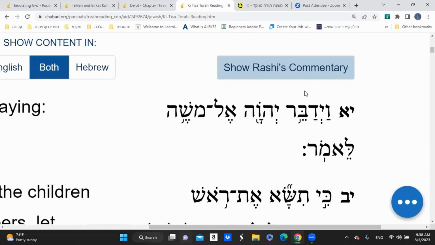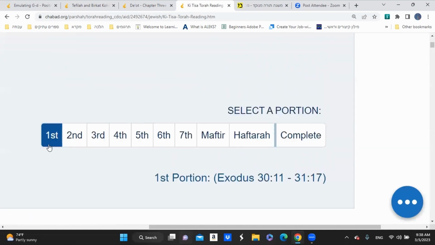That concludes the three pesukim, the first three verses of the first Aliyah of Parashat Ki Tisa.